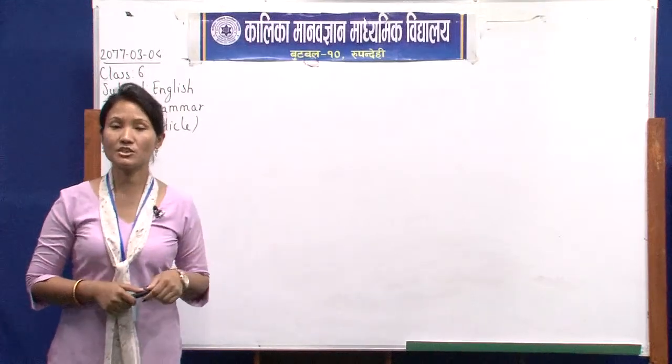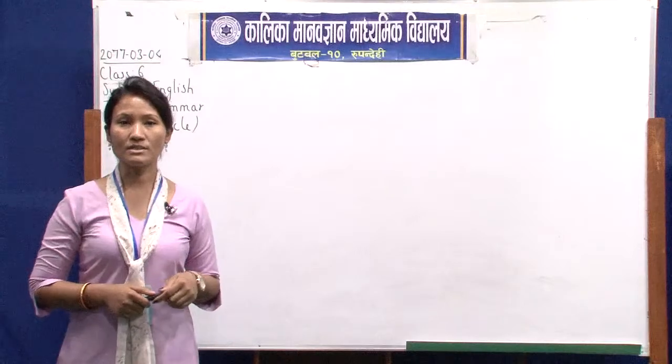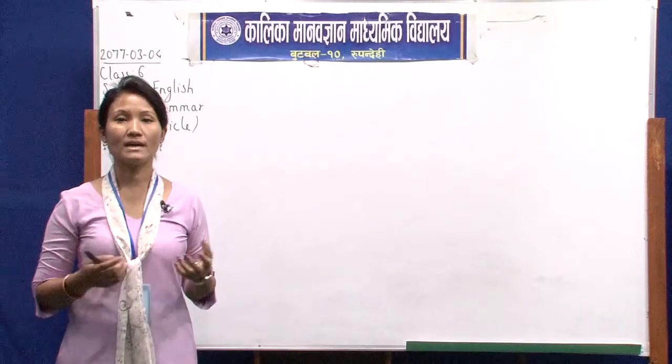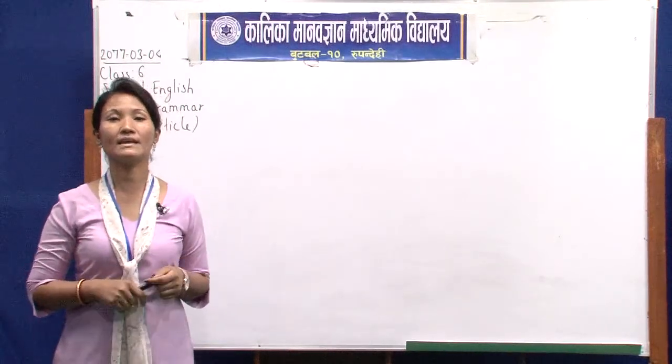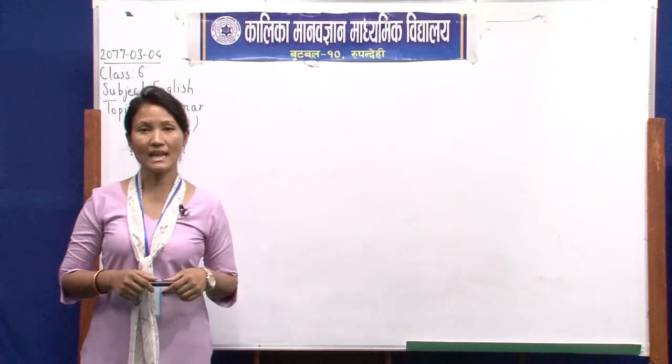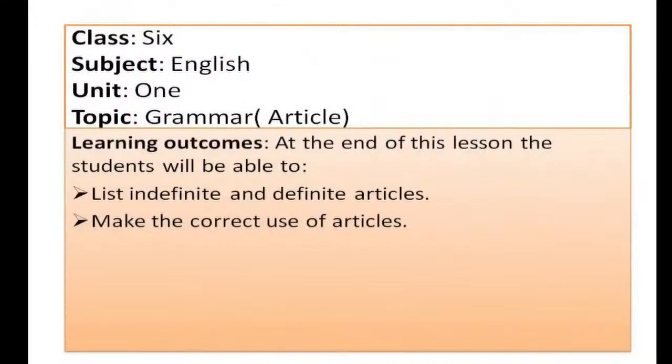Now before I start teaching you about article, we should know about, after the completion of this lesson or this topic, what you are going to achieve, what are the learning outcomes after we complete this topic. So we will have a look on the slide and see the learning outcomes. Now see there, class 6 subject English unit 1 and topic is grammar, article. Learning outcomes, at the end of this lesson the students will be able to list indefinite and definite articles.